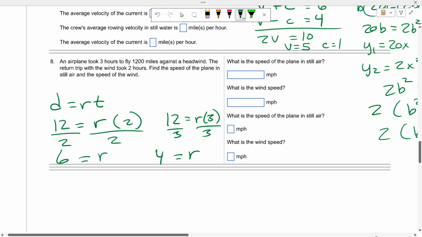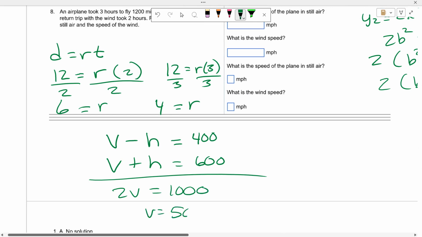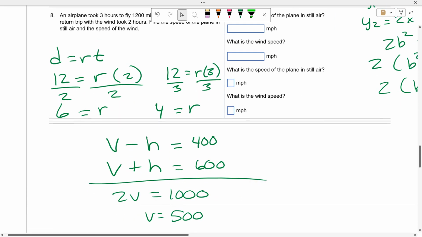Same thing for an airplane. If it flies against a headwind, it's V minus H. If it flies with the wind, it's V plus H. So 1200 divided by 3 is 400. 1200 divided by 2 is 600. And just add the columns and you solve. 2v equals 1,000. So v equals 500. 500 plus 100 is 600. So the speed of the plane is 500 and the speed of the wind is 100.